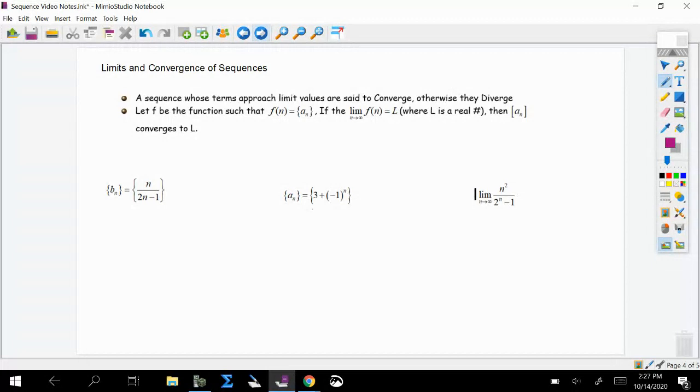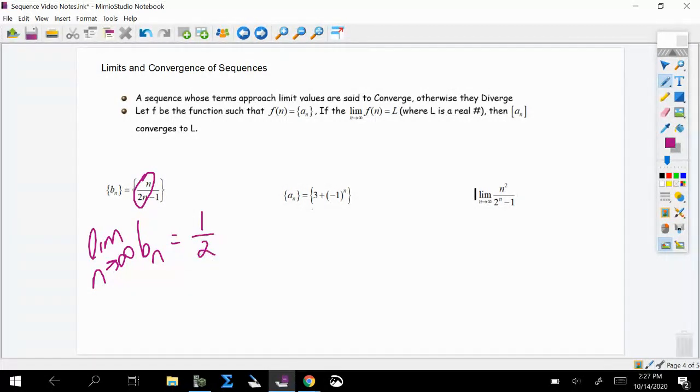So if you look at this first one, if I look at the limit of what's going to happen with this sequence, I'm just going to call it b sub n. Well, I can use limit guidelines here. As I go to infinity, I have the same degree on the top and the bottom. So what that means is the limit of that fraction of n over 2n plus 1 is just going to be 1 over 2.